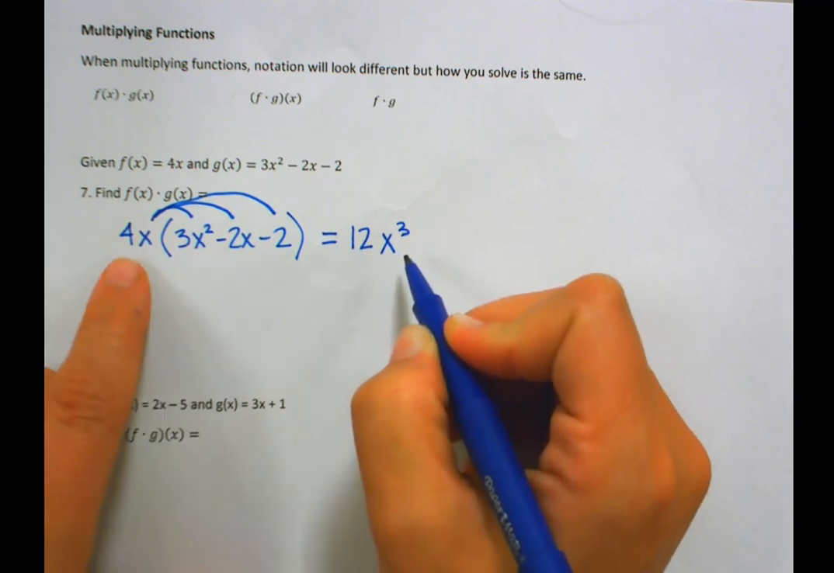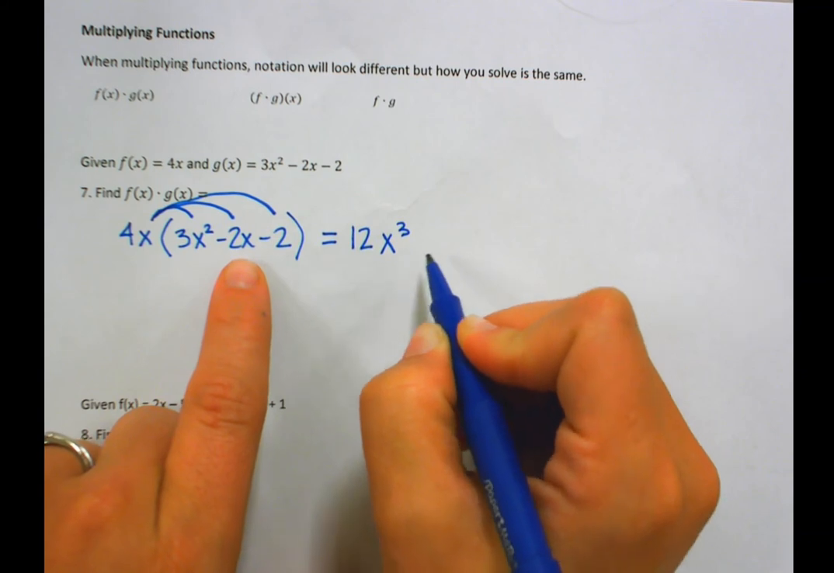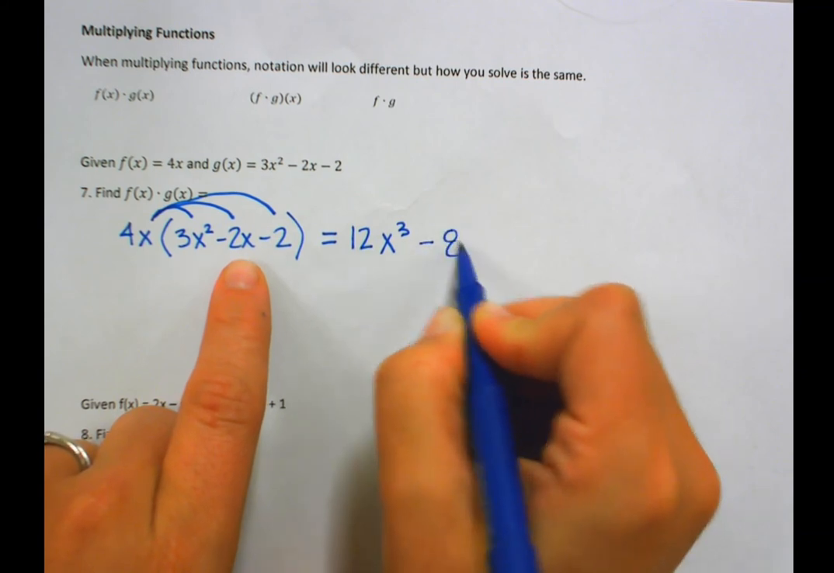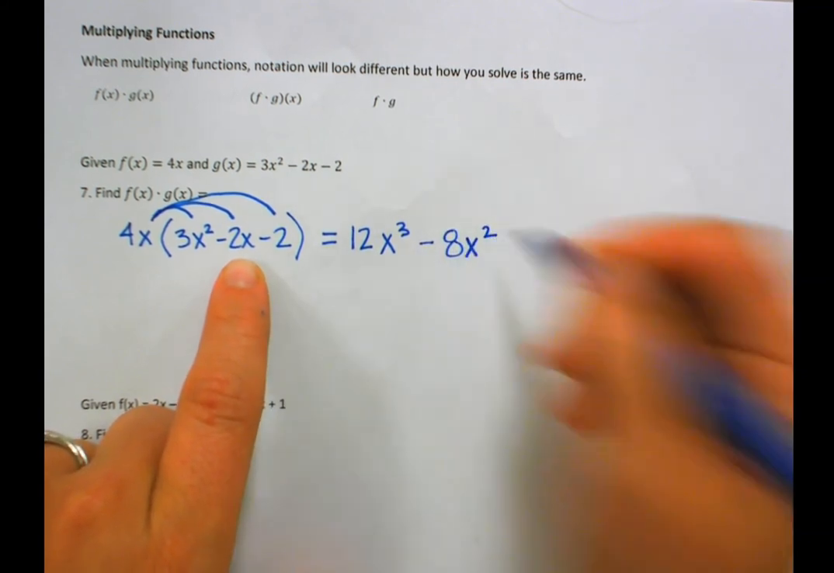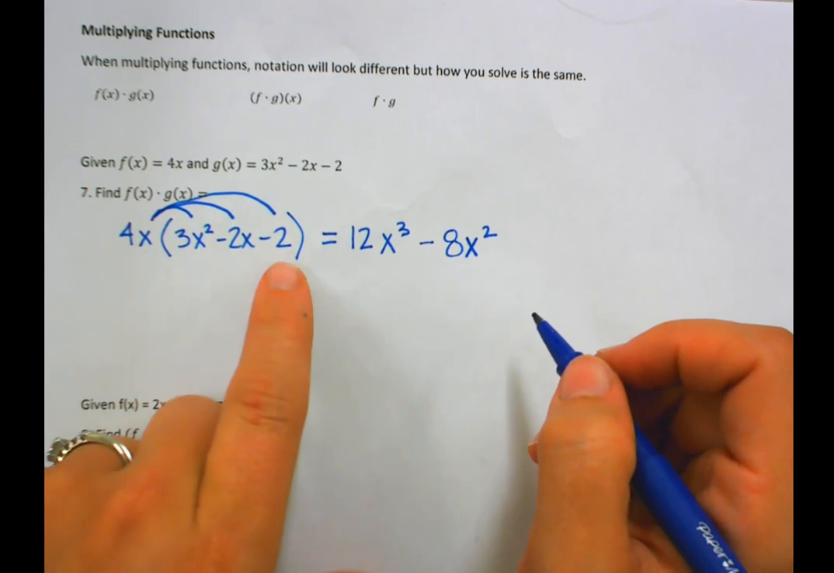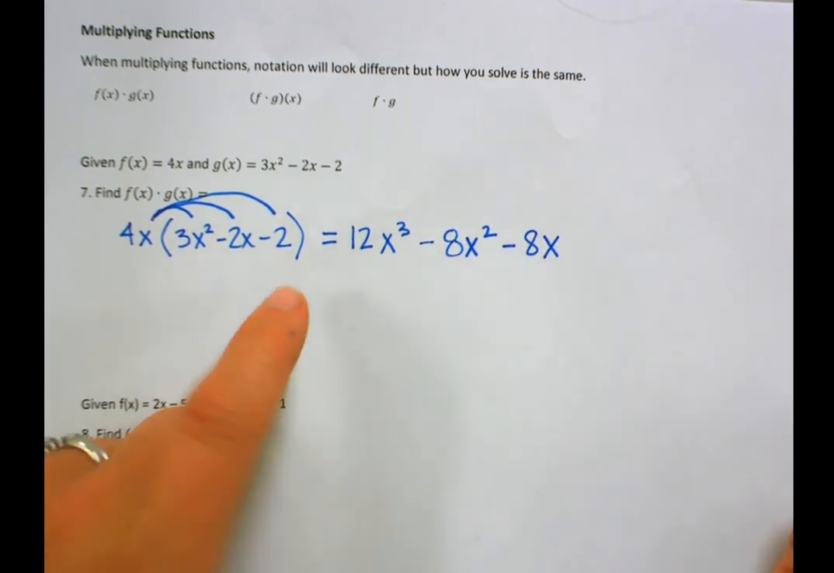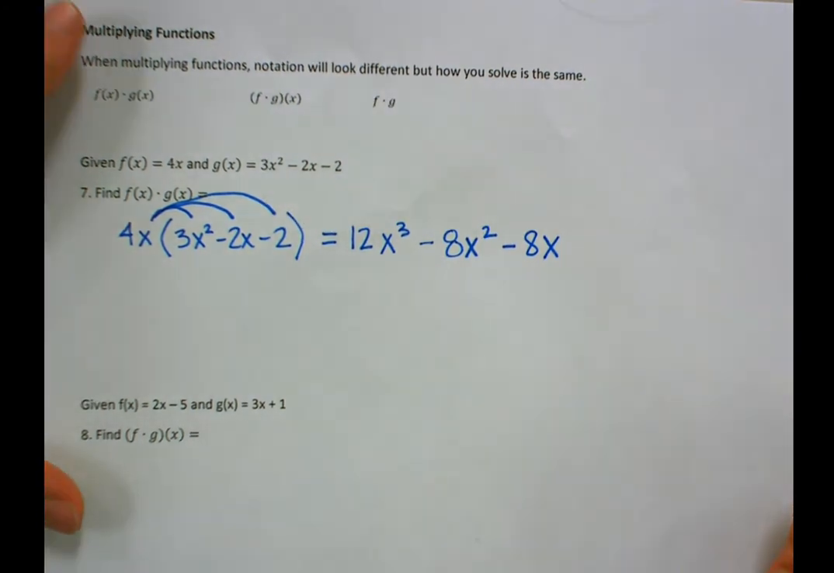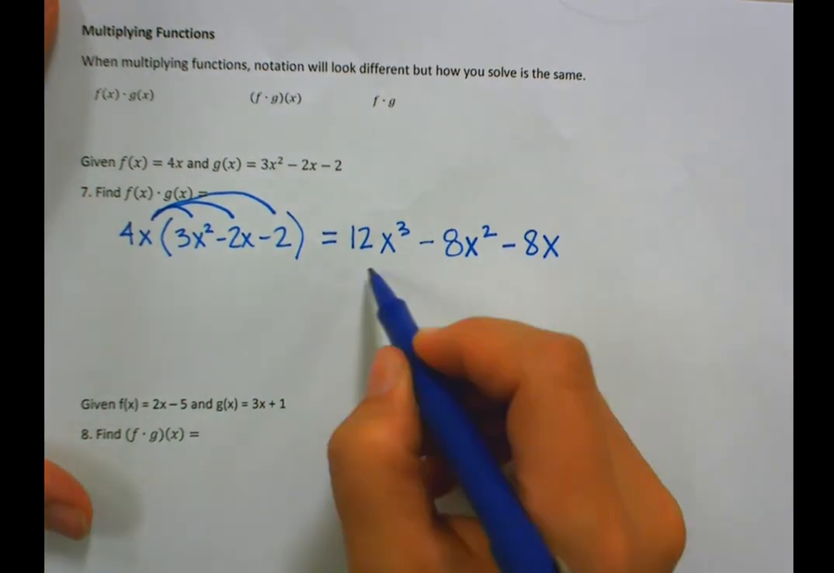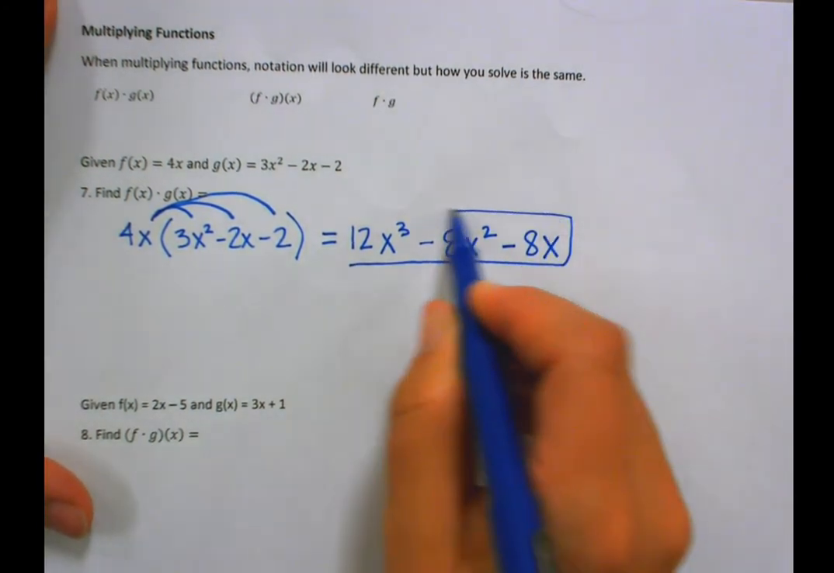So then I do 4x times negative 2x, which would give me negative 8x squared. And then 4x times negative 2 would give me negative 8x. And then we would look to see if there's any like terms to be combined. There is not, so this would be my most simplified answer.